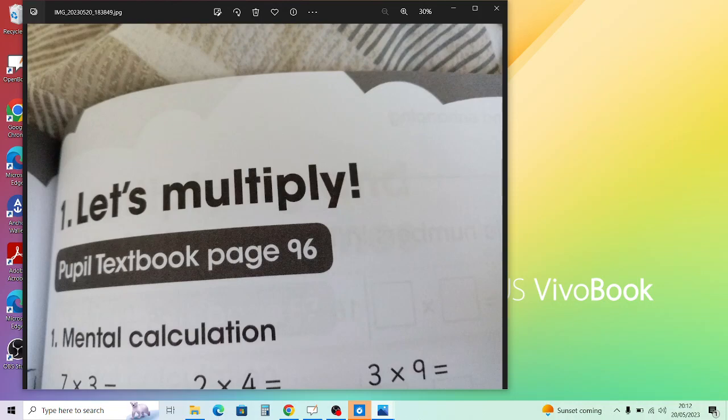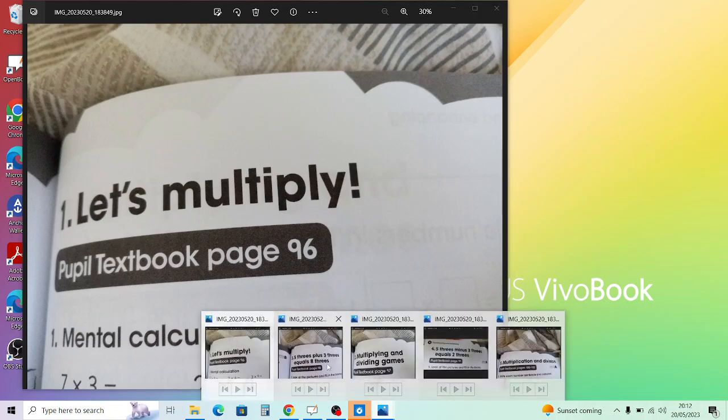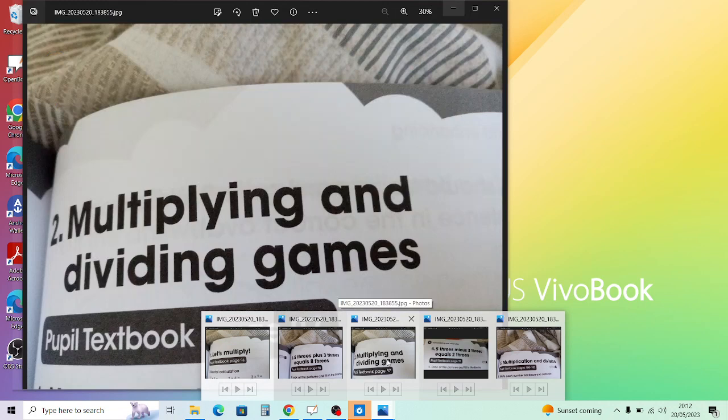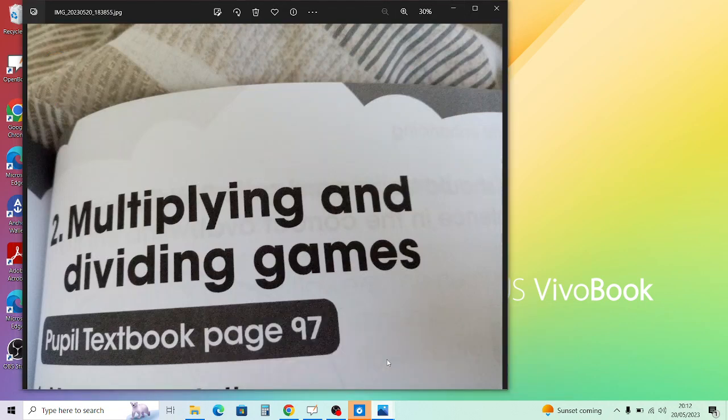Moving on to the second part, which is again more practice, and that's multiplying and dividing games. Mental calculations, again, you should be familiar with this. We've mentioned this before, and we'll say again, be careful of the order to do it.